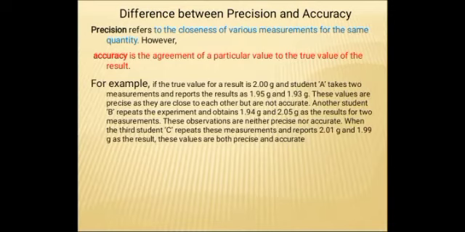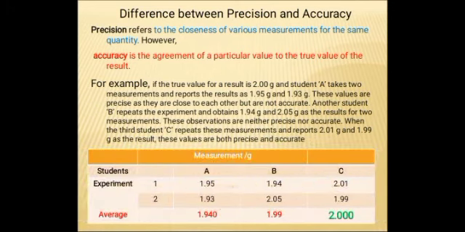If the true value for a result is 2 gram, and for example 3 different students are doing this task. A takes 2 measurements and reports the result, first 1.95 gram, second 1.93. Let's understand this with the help of this table. Students A, B, C, 3 students are there.